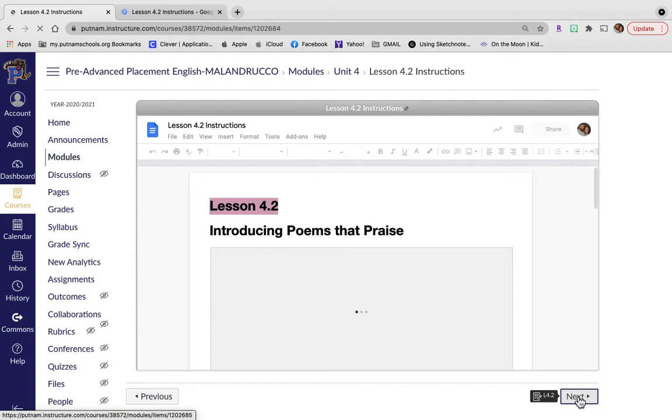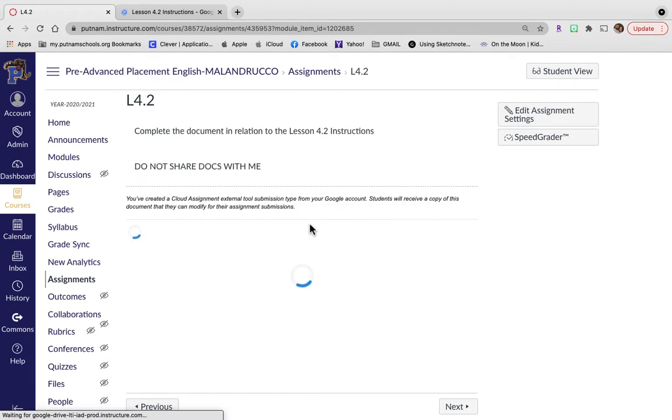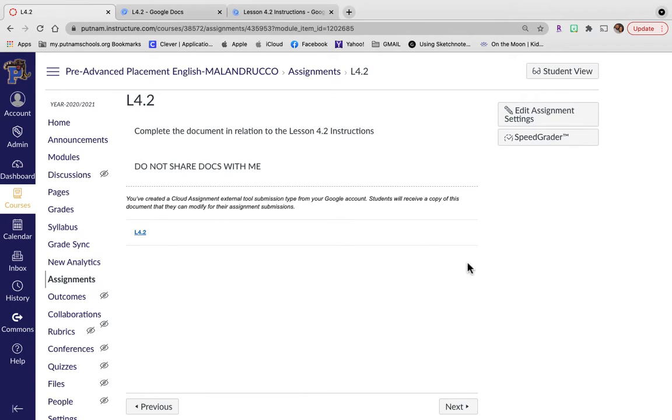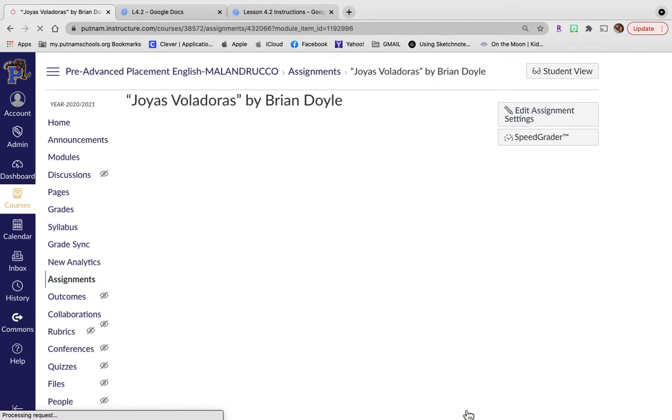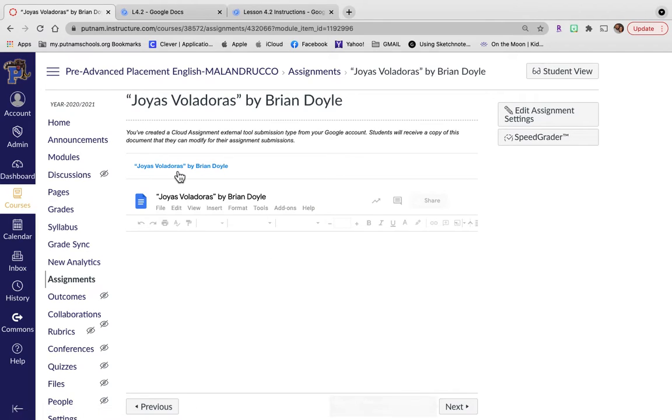Click next. You need to pull up L4.2. Click next again. And we are still using Joyous Veladorus.